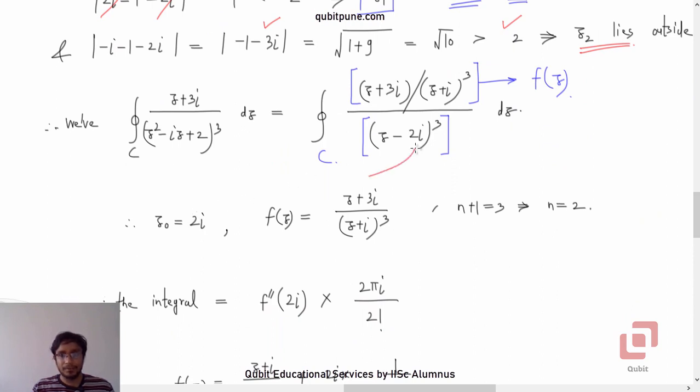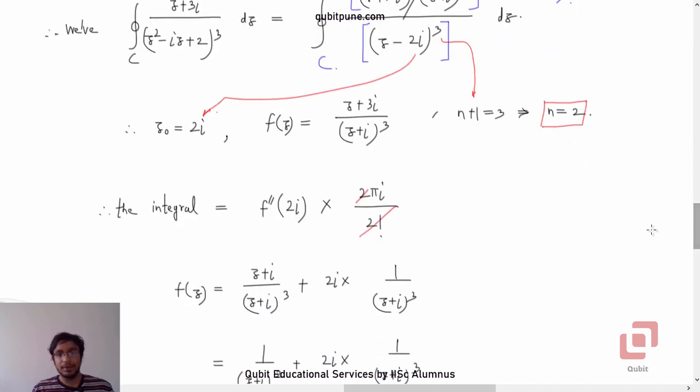All right, and now we can apply the formula right away. z naught is 2i. f of z is the remaining part of the integrand, excluding the factor z minus 2i to the power 3: z plus 3i upon z plus i raised to 3. And n plus 1 is 3, so n must be 2. Now the value of the integral should therefore be 2 pi i times 1 upon n factorial into the nth derivative of the function at z naught. So again 2 factorial and 2 will go, so it will be pi i times the second derivative of the function at 2i.